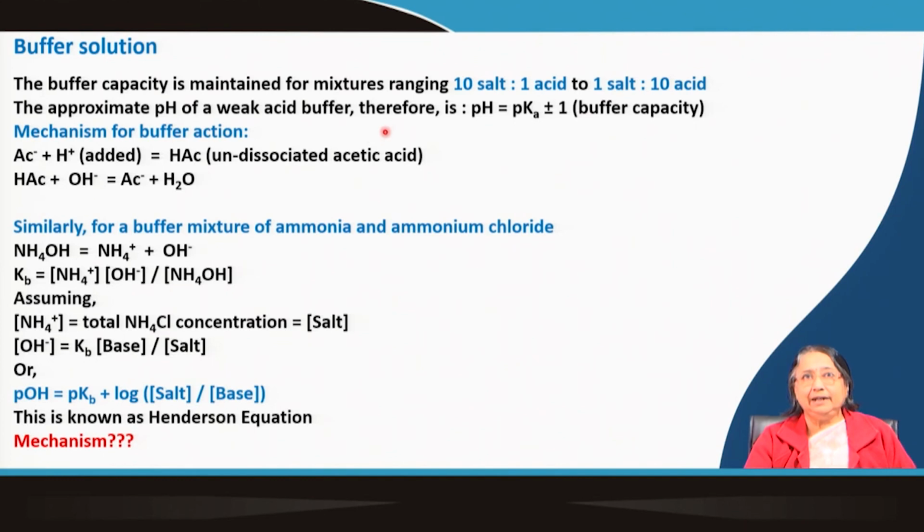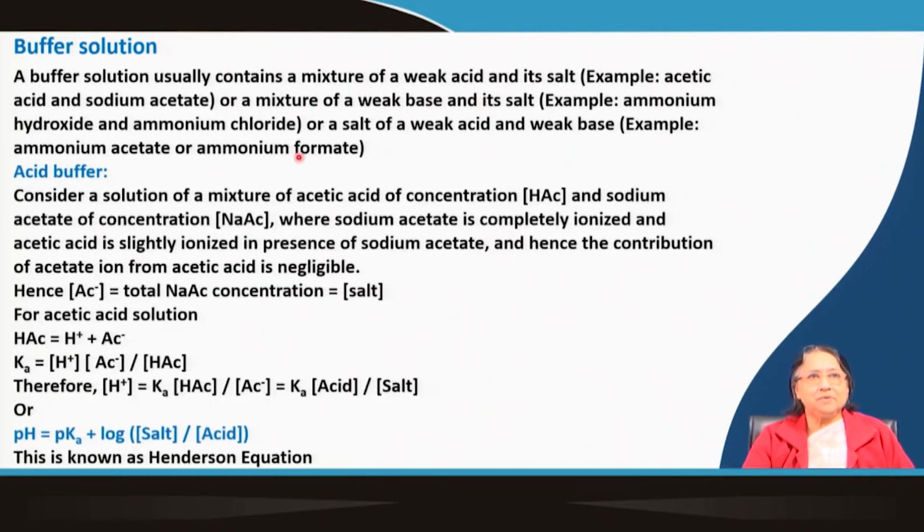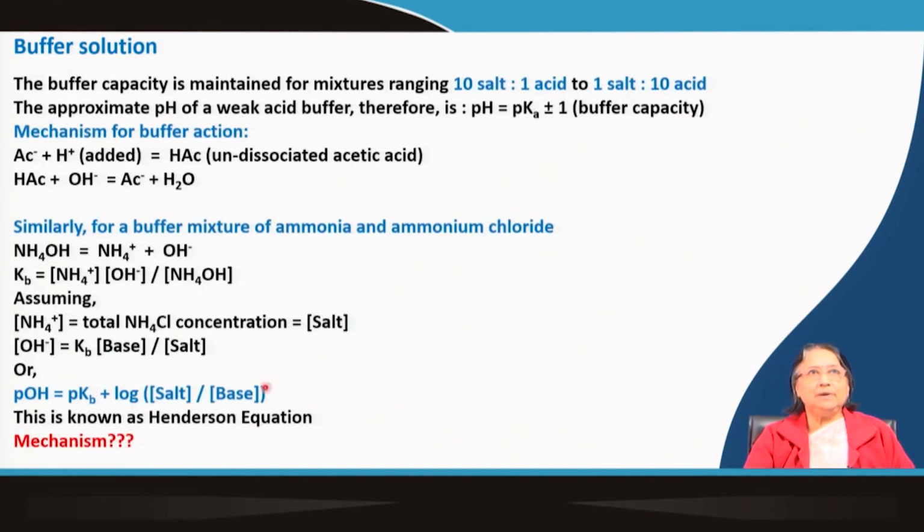Buffer capacity is maintained for mixtures ranging, what is the range? We have seen in the last slide that pH equals pKa plus log salt by acid. This proportion is very important. So, buffer capacity is maintained for mixtures ranging from 10 salt to 1 acid or 1 salt to 10 acid. That means the ratio is 10 to 1 or 1 to 10 for salt and acid. That means pH is nothing but pKa plus minus 1, because the log term is there. So, this is called buffer capacity.